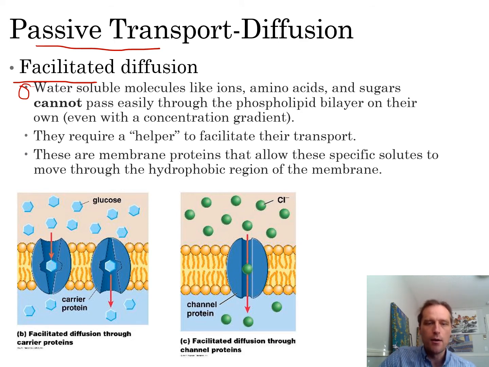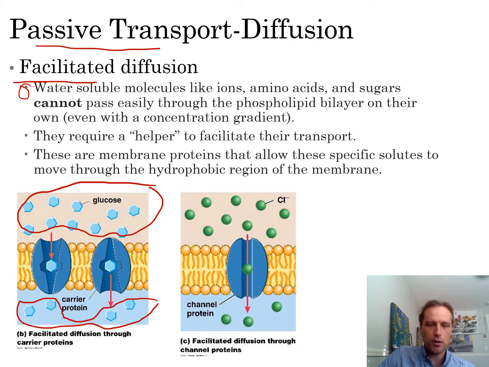So let's look at the bottom left diagram, and I'll circle all those glucose molecules. Look, there's so many outside, and on the inside, this is the inside here, right? There's so few. So they should just diffuse in. Well, they can't because they are too hydrophilic and they're too large. So they can't just diffuse through the cell membrane. They require a helper to facilitate their transport.